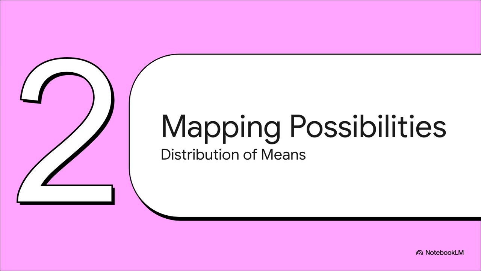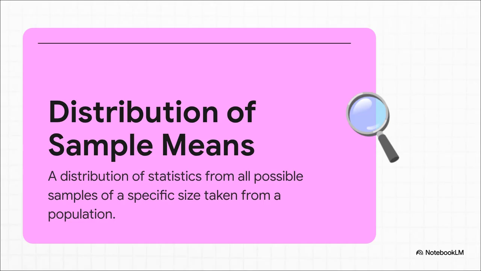Okay, so before we can see if our sample is anything special, we need a map of what normal, or expected even, looks like. In stats, we call this map the distribution of sample means. Just imagine for a second that you could take thousands, millions even, of samples of the exact same size from a population. If you calculated the average for every single one of those samples, and then plotted all those averages on a graph, you'd get this, the distribution of sample means. It's literally our map of every possible outcome.